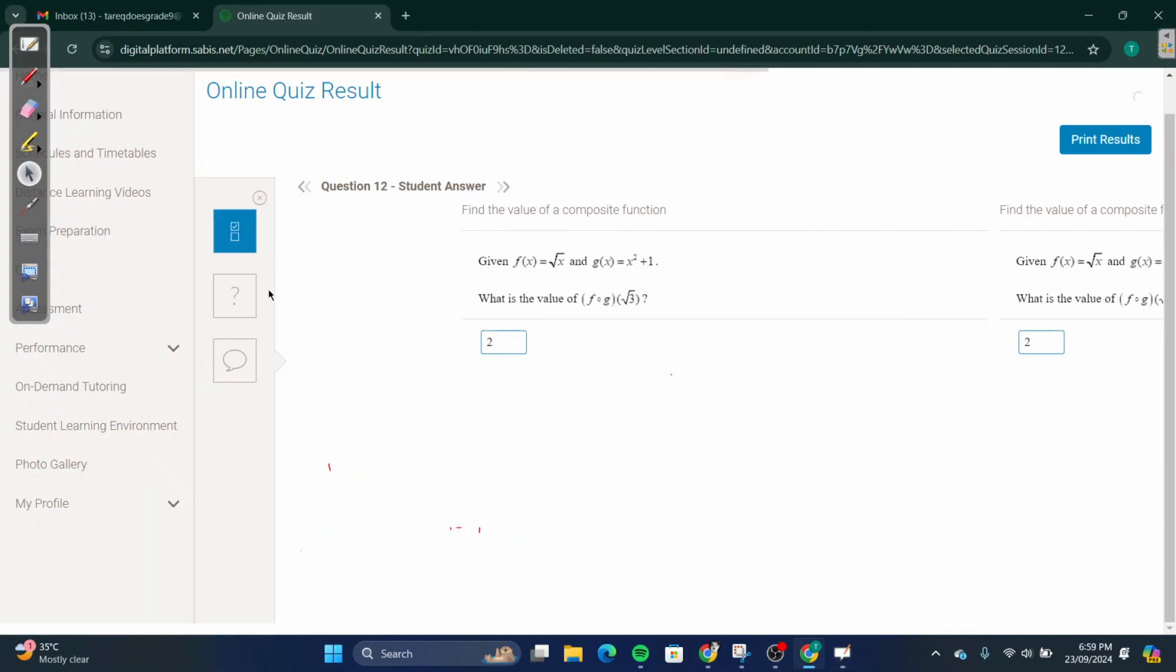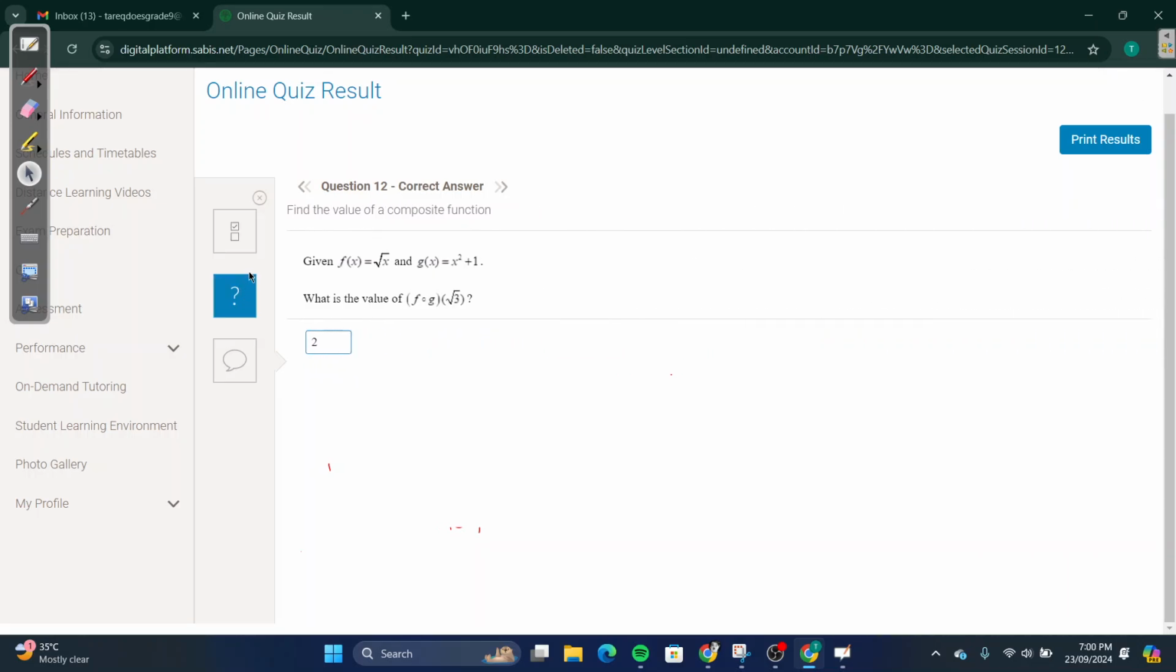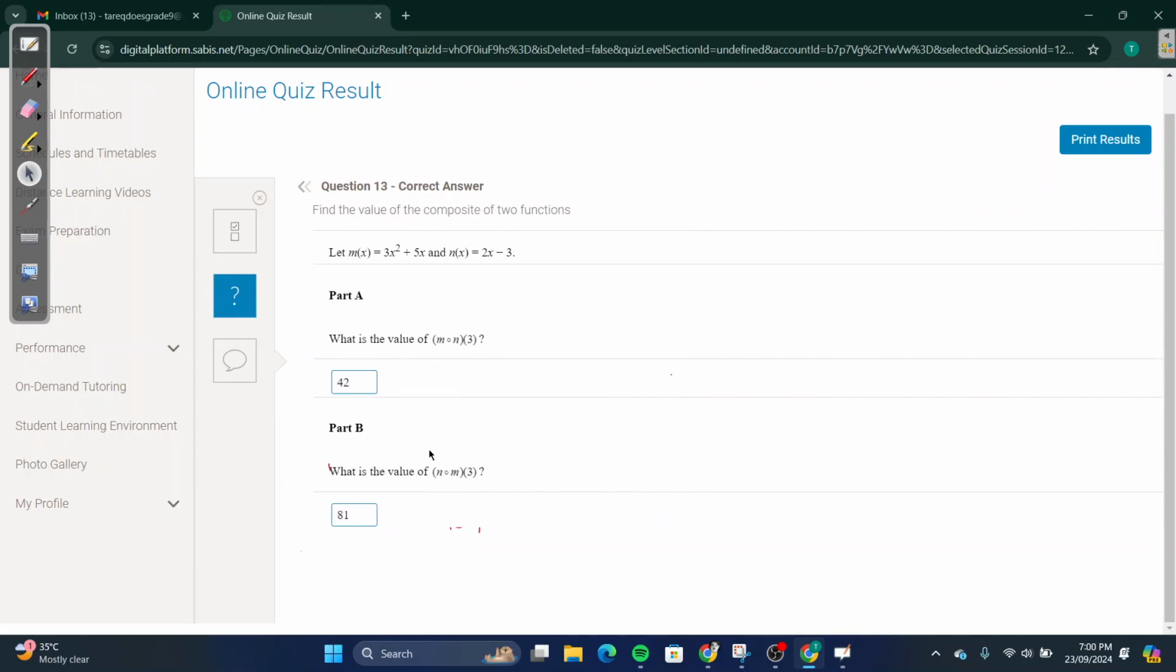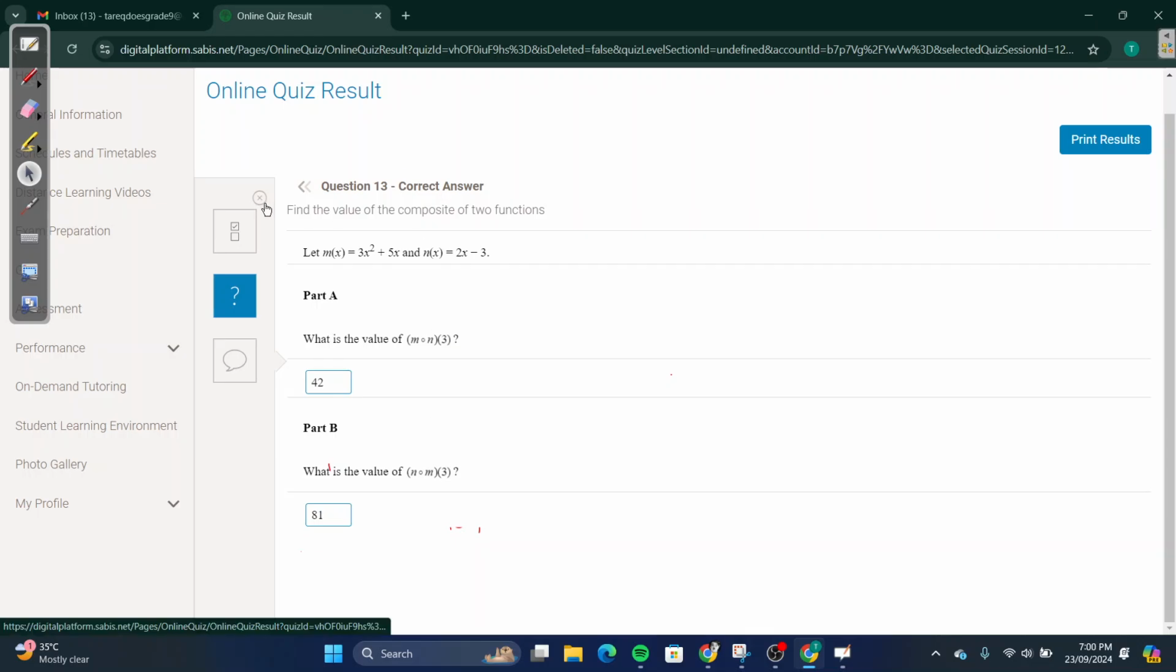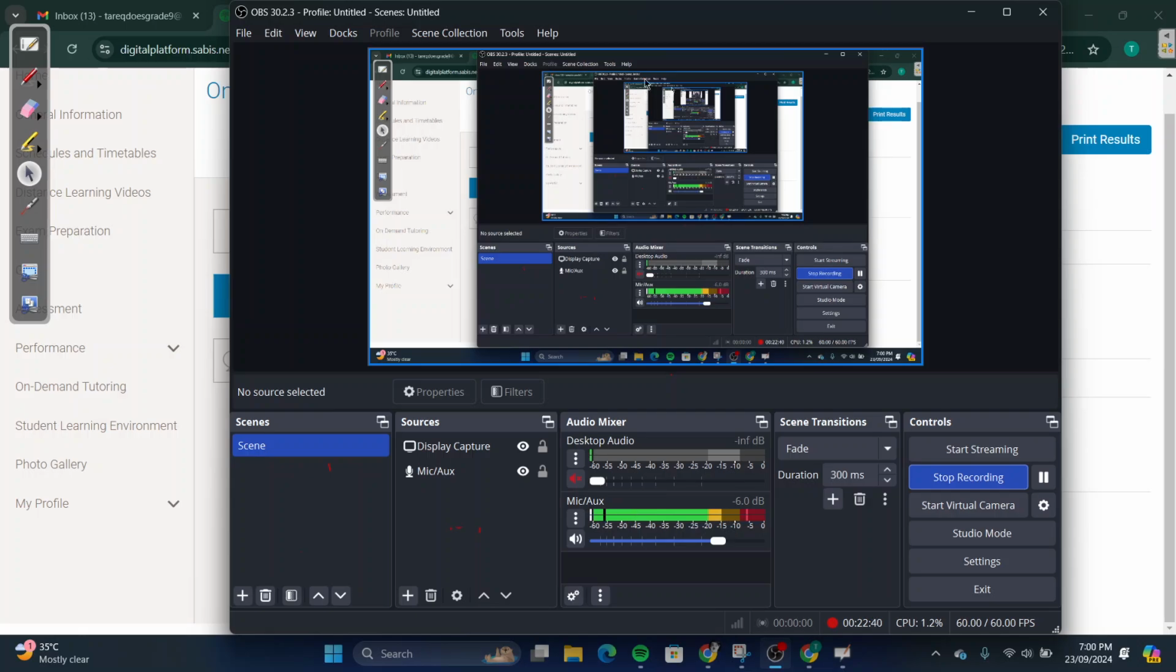So 12. I'm gonna skip this because it's just gonna be root 3 squared plus 1. Root 3 squared is 3. 3 plus 1 is 4. Then you substitute 4 into root of x. Root of 4 is 2. That's why you have that answer. 13. This one's easy, I'm not gonna do it. And that's your quiz for 1.3.